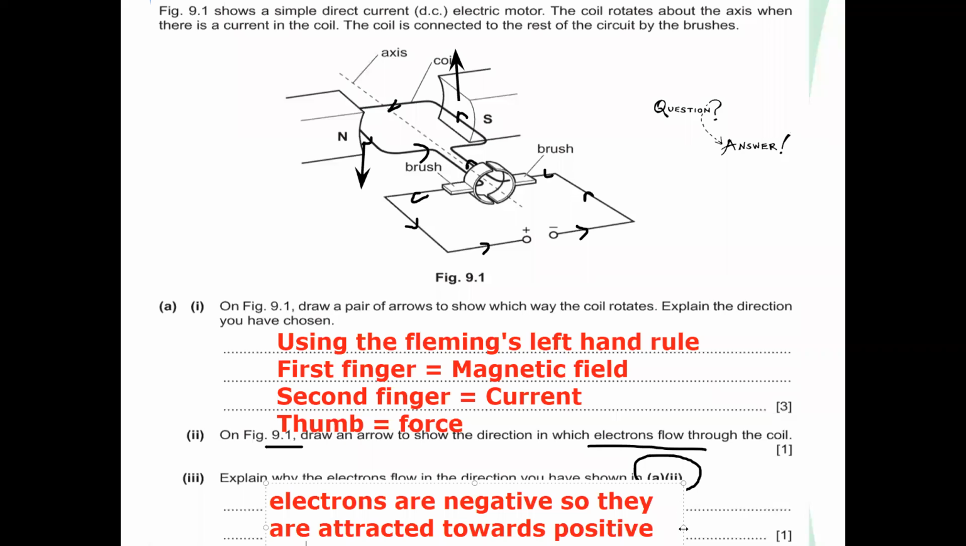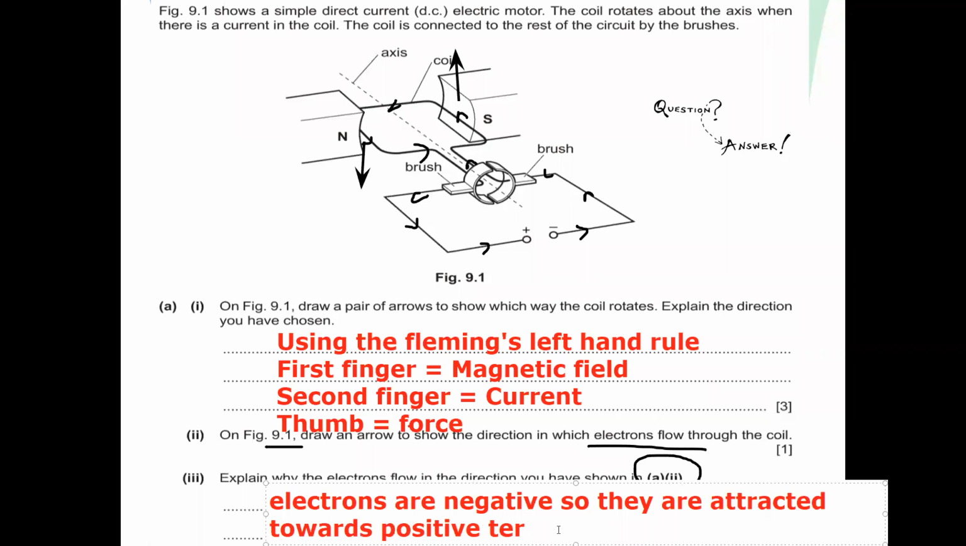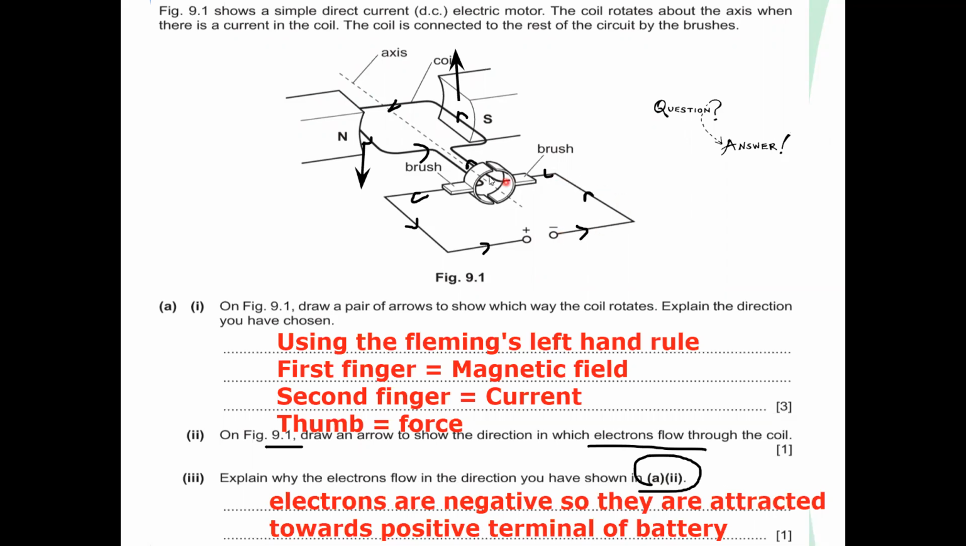The electrons are negative and they're attracted towards the positive terminal of the battery. That's why whenever we draw an arrow to show the direction of electron flow, it is always from negative to positive. Is this question clear?